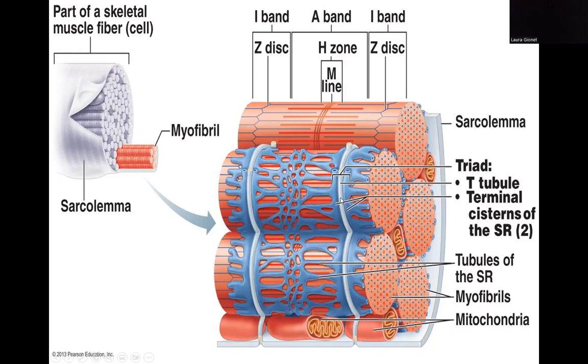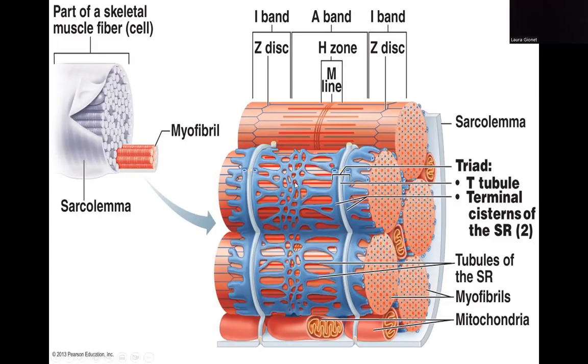Now that transverse tubule sits adjacent to and on top of these blue sacs called the sarcoplasmic reticulum. Where you have the two sacs and the transverse tubule come together, those three structures are called a triad. It's those blue sacs that are going to store and release the calcium.